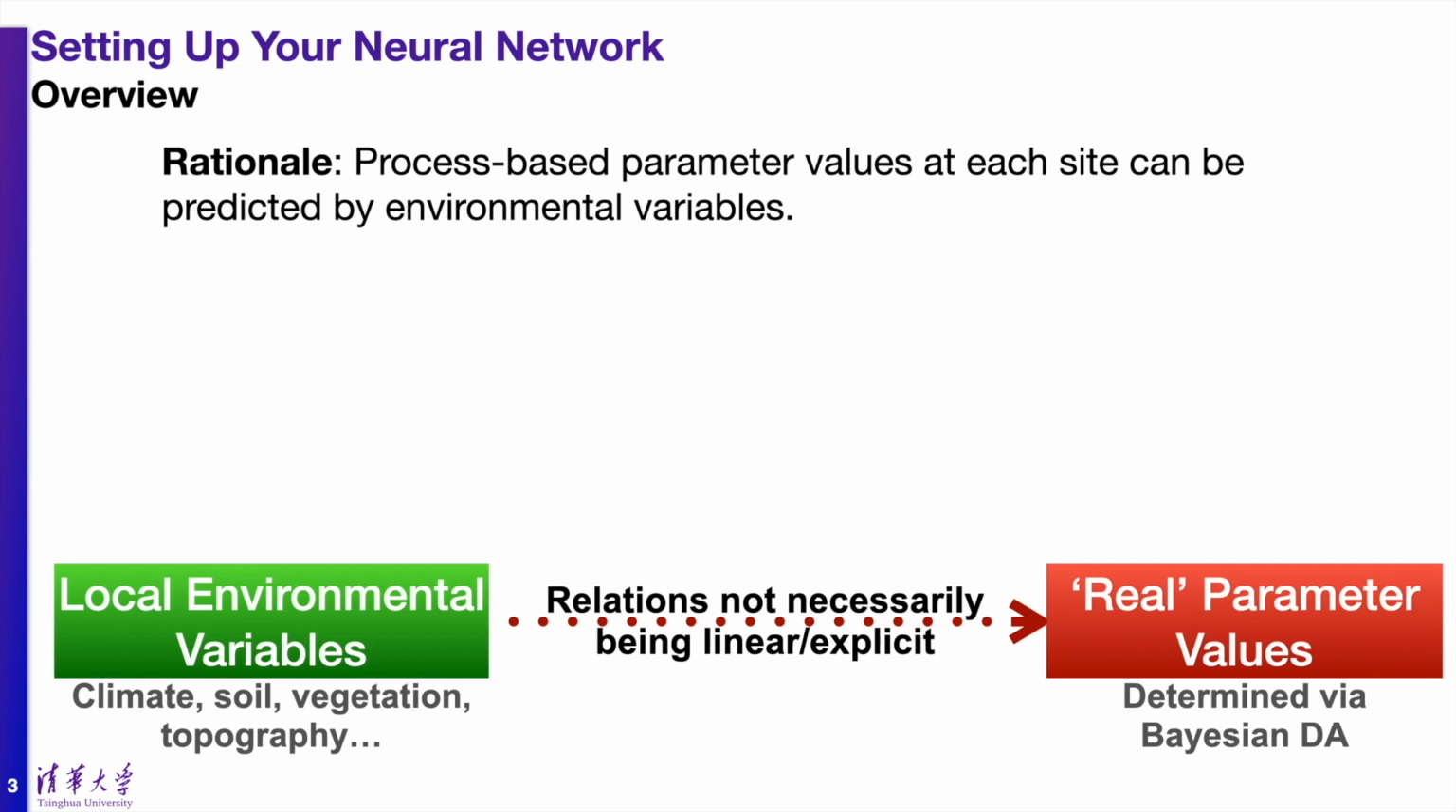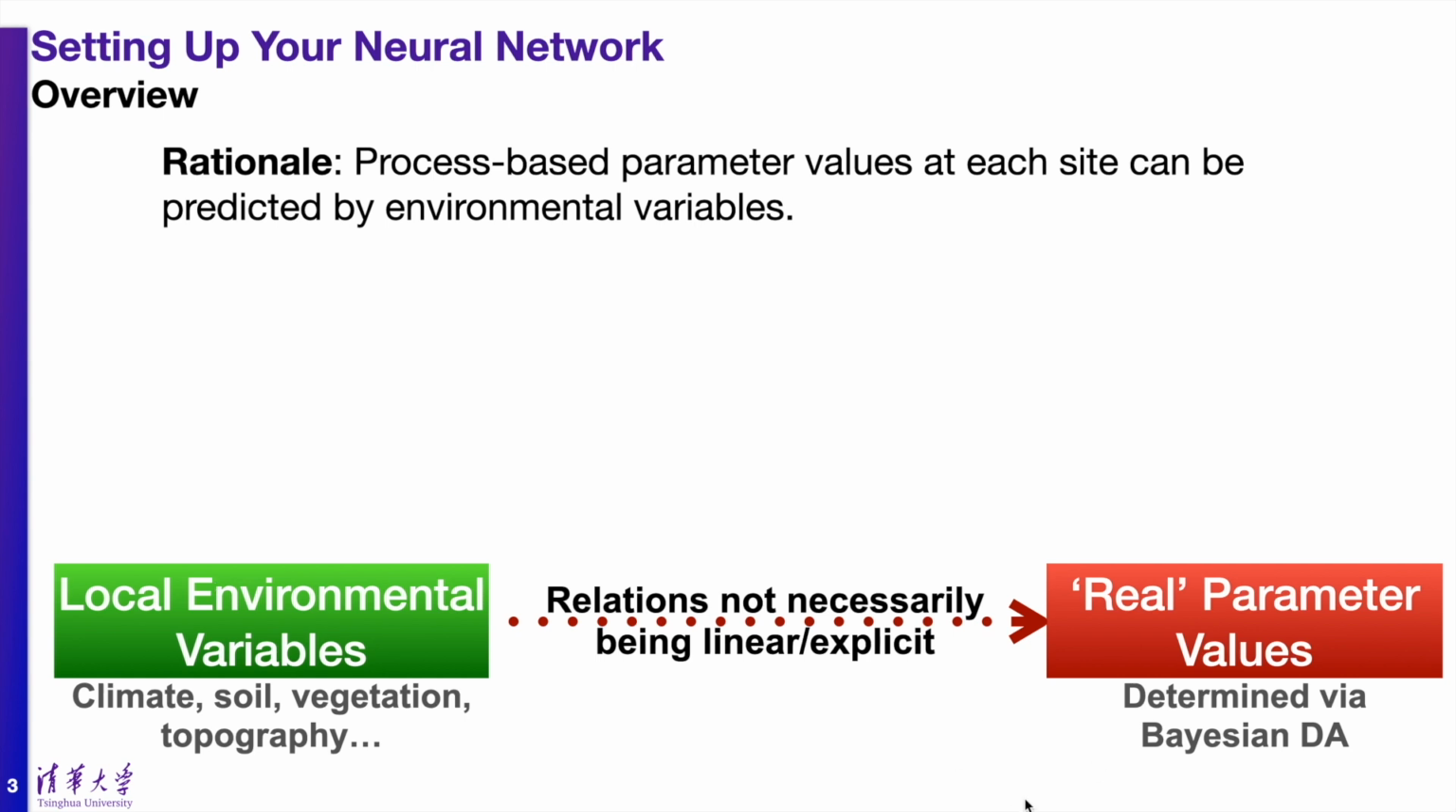As we have discussed, the rationale of using neural networking in product is simple, because all the parameters in process-based models are all representing ecological or biological processes in the land carbon cycle. We want to take those parameters at each site as part of the properties of the soil and predict those parameters by environmental variables. As we can see from this diagram, on the one hand, we can collect local environmental variables such as temperature, precipitation, soil texture, and so on.